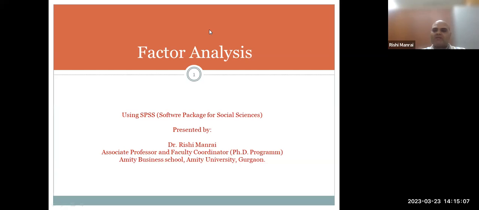There are many factors which work there. I generally teach PhD students also, and I take this example: if a student wants to understand how can I be placed, or how can I top a particular class. To understand all these factors, or all these problems, which are also called problems of the management domain, we use this concept of factor analysis.